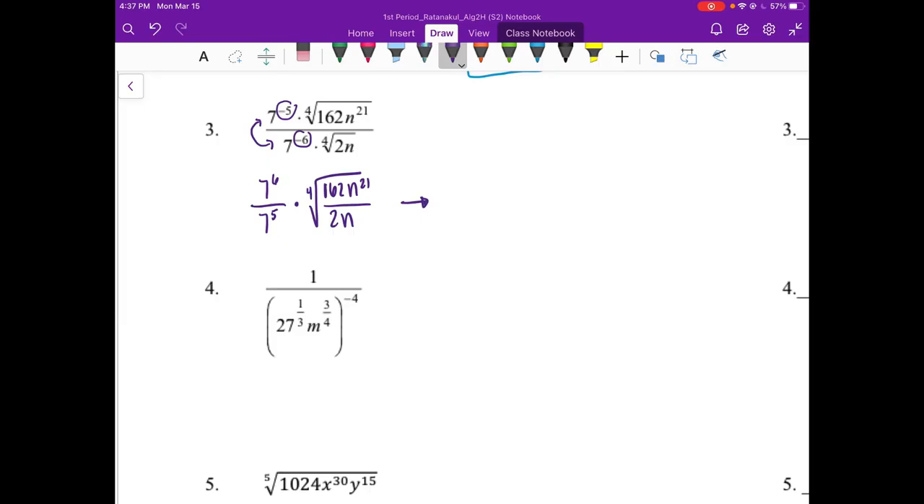From here, I'm going to use my division rule for 7 to the 6th over 7 to the 5th. So I'm thinking about subtracting 6 and 5. So I get 7 to the power of 1. Now let's simplify underneath the radical. So if I divide 162 by 2, I'm left with 81. And again, I'm subtracting the exponents, so I get n to the 20th. Just like number 2, I can go ahead and actually take the 4th root of 81 and take the 4th root of n to the 20th.